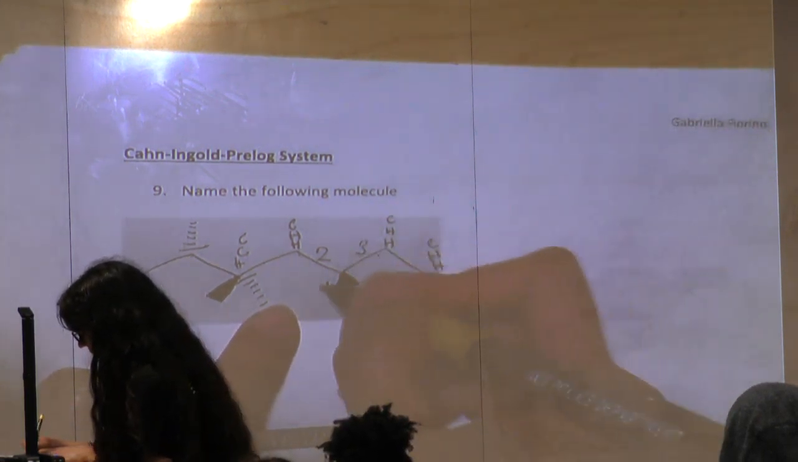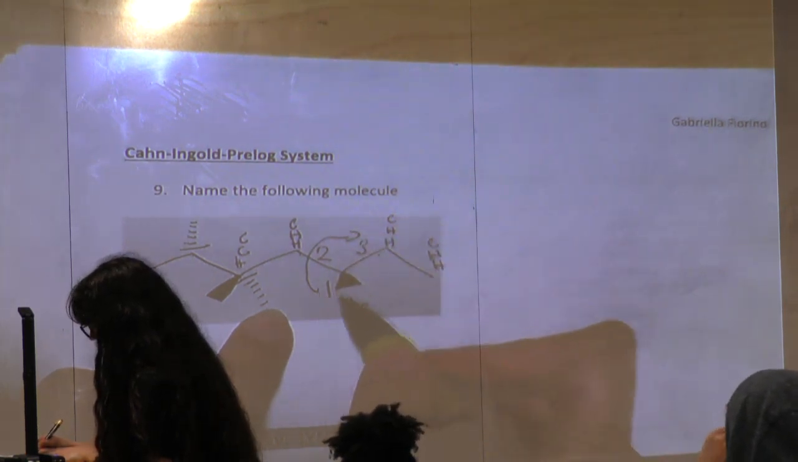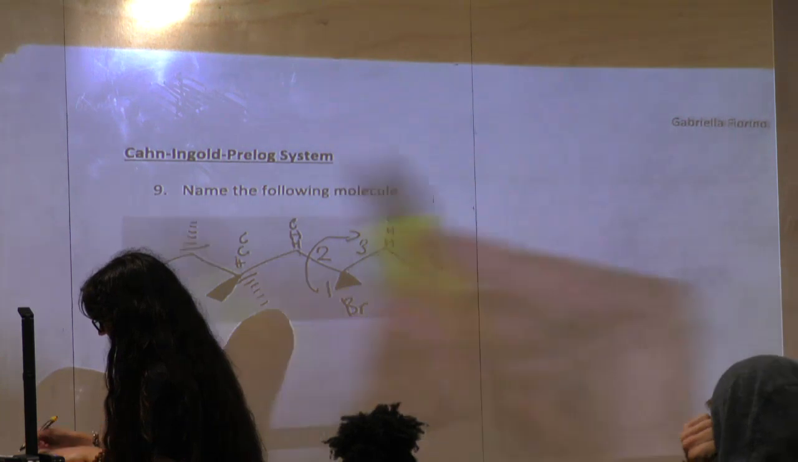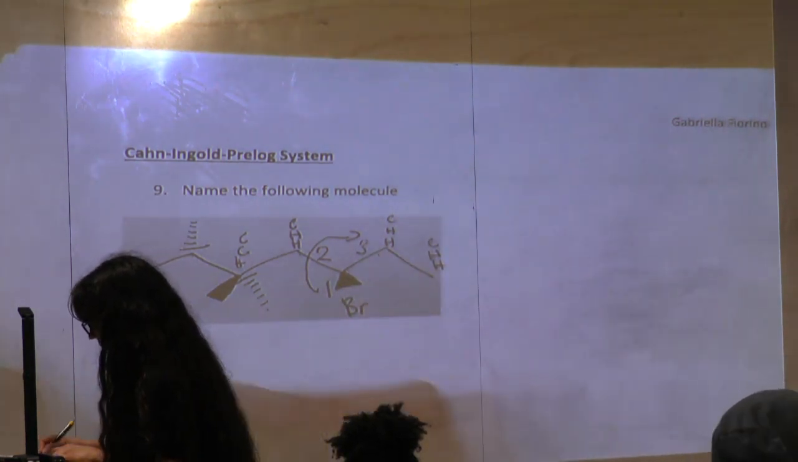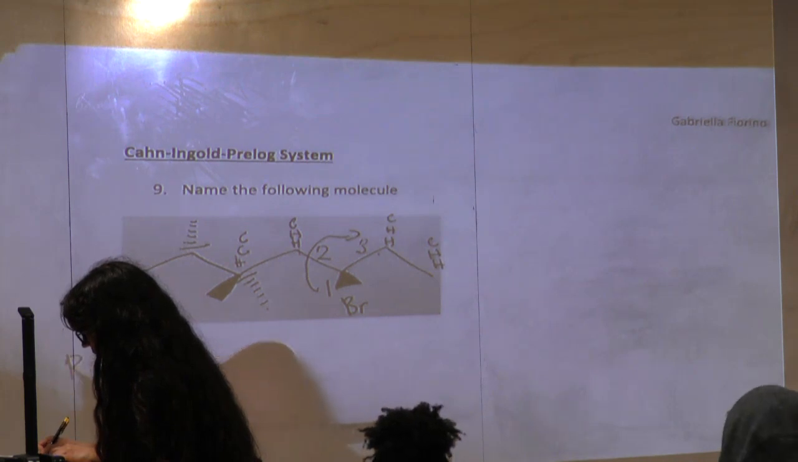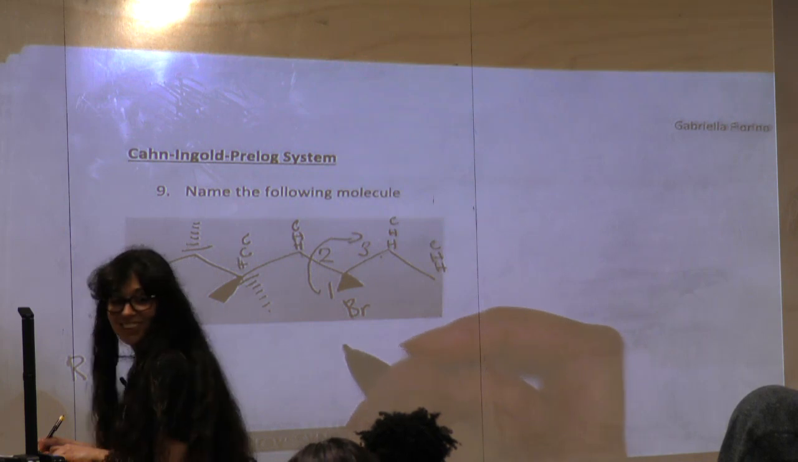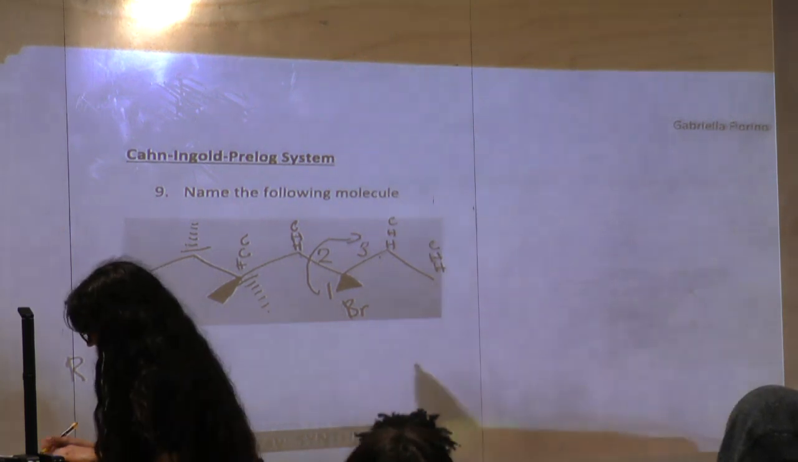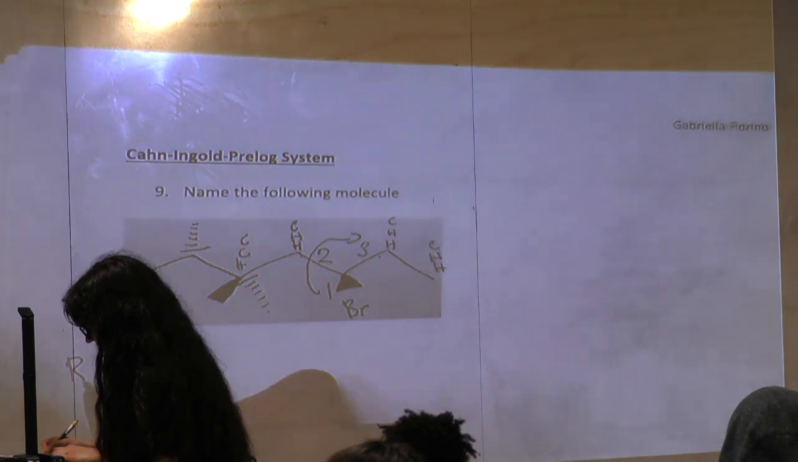So it's going in this direction, which is clockwise, right? Yeah. So that's clockwise. That's R or S? That's R, perfect. So our bromine is R. Yeah, that's a good R, right? So, yeah, that's a quality R.